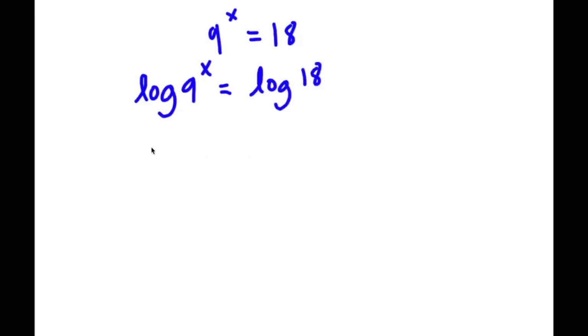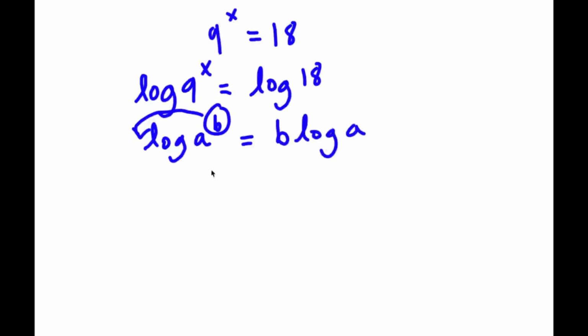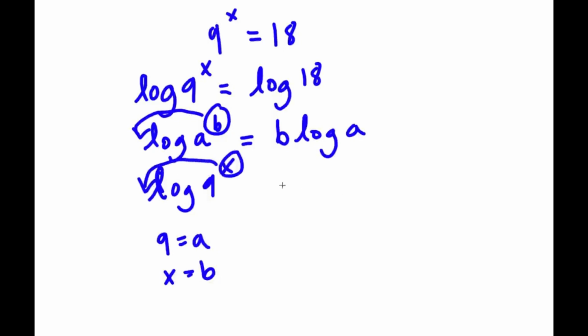Now, an important property of logarithms is that, let's say we have something in the form log a to the power of b. We can actually move this exponent b to the front of the logarithm. So this is going to equal b times log a. So I'm going to use this property on log 9 to the power of x. We can think of 9 as a and x as b. So I'm going to move our x to the front of the logarithm. So this is going to equal x times log a.